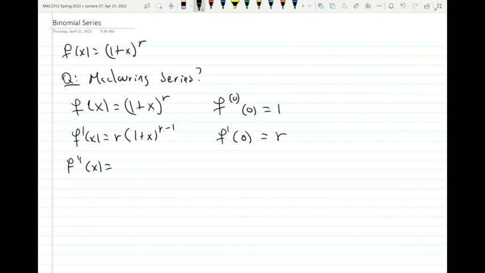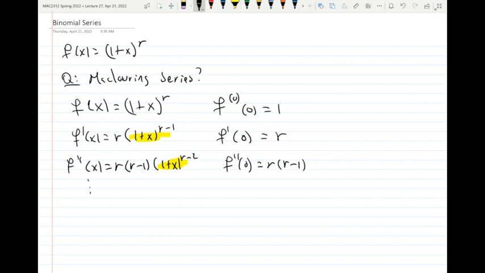What's the second derivative? r times (r minus 1) times (1 plus x) to the r minus 2. So the second derivative at 0 is r times (r minus 1). So basically, this guy is gone. When you plug in 0, that becomes 1. Okay? So if you see what happens, every time that you take a derivative, you're going to have the product from r all the way down to r minus 1 less than this guy. Or I guess 1 more than this guy, if you want. Because this will be plus 1, right? r minus 2 plus 1 is what gives you r minus 1.